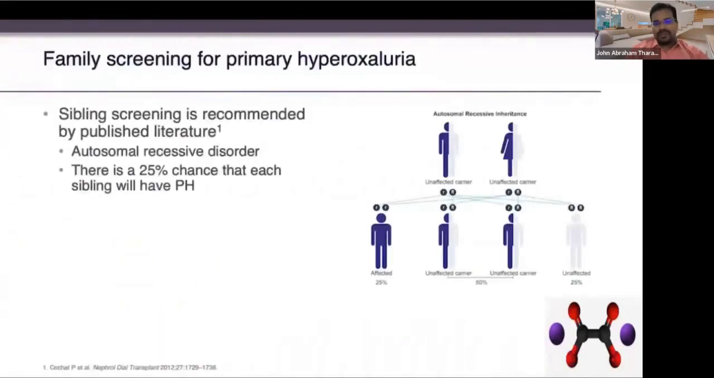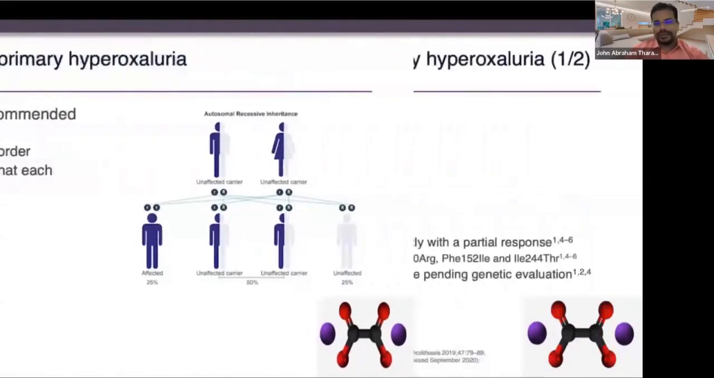Family screening is very important. As I have told, it is an autosomal recessive disorder and sibling screening is to be done.